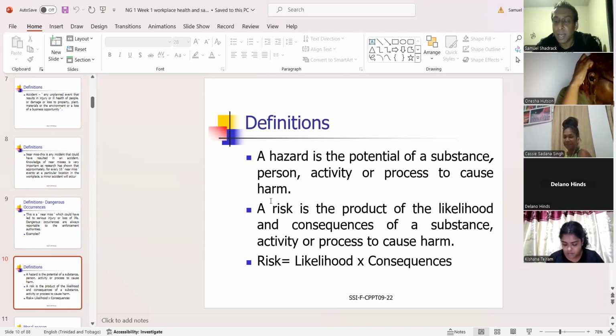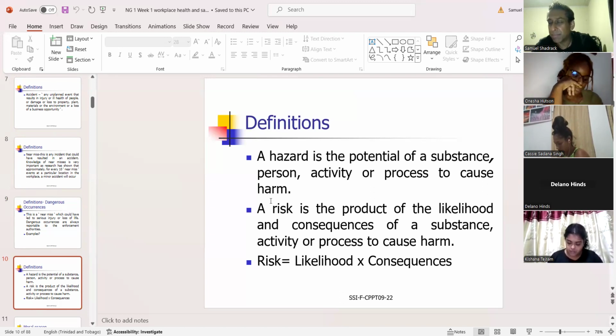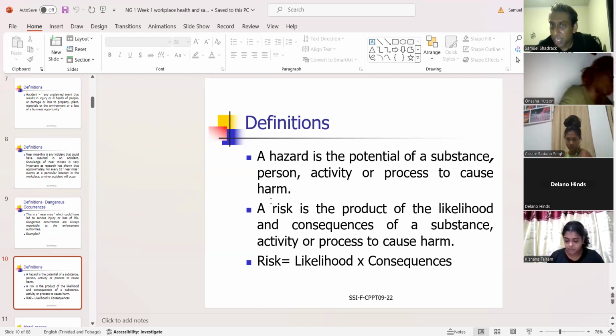All right, what is a hazard? Some of you may have done this one. What is a hazard in the NEBOSH program? If not, it's right here. We're going to cover it now. I'm going to add to it a bit, but I'm going to try to finish the second one as well. In fact, I should probably read both of them and then explain. So a hazard is the potential of a substance, person, activity, or process to cause harm. I'll read it one more time. A hazard is the potential. The potential, the potential.